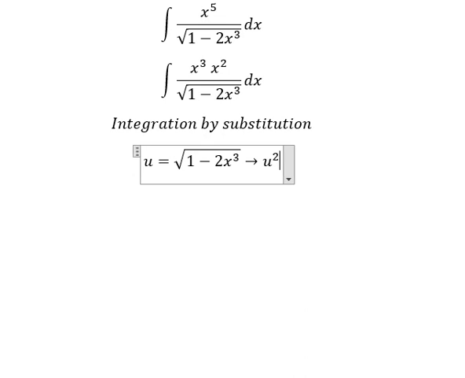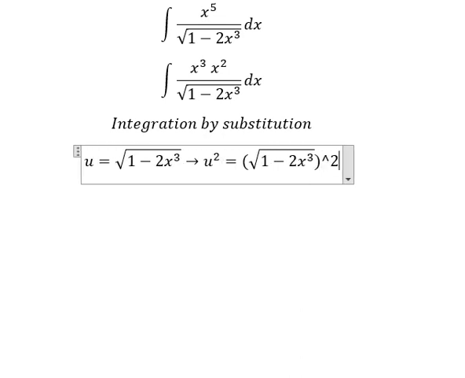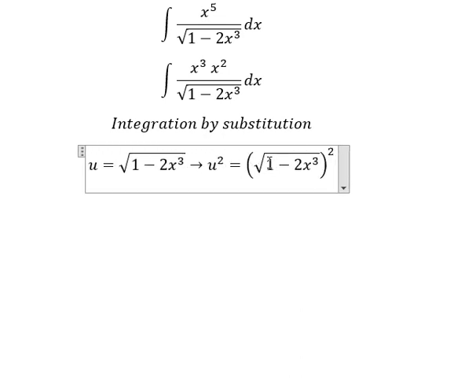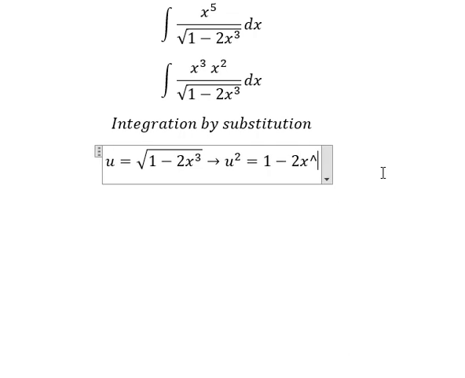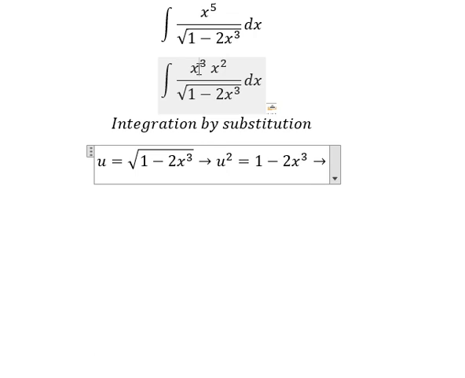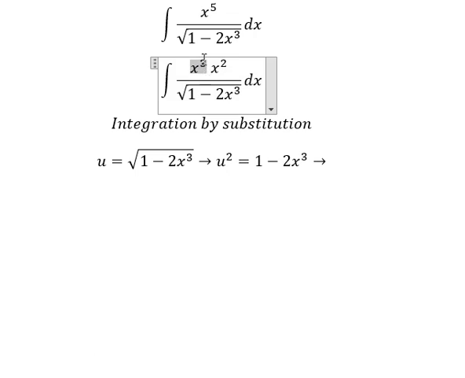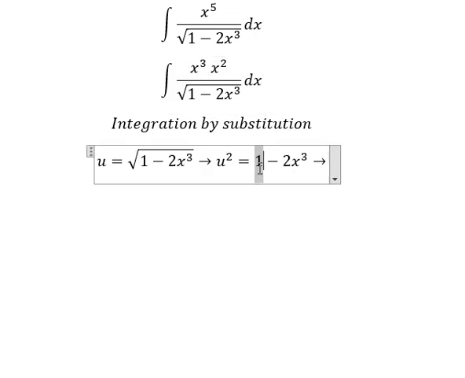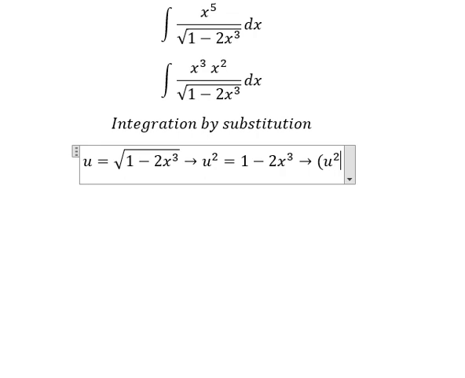Later we square both sides to cancel the square root, and we have 1 minus 2x to the power of 3. Next, because we have x to the power of 3, I will move number 1 to the left, and we divide both sides by negative 2, and now we have like this.